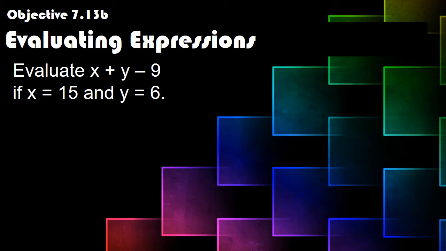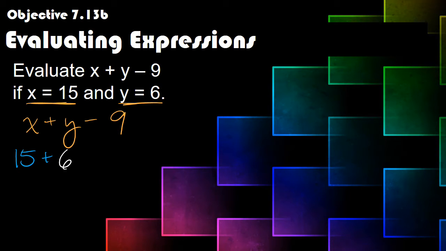So we're going to evaluate x plus y minus 9 if x equals 15 and y equals 6. So here's the way this works. We have x plus y minus 9. What we're going to do is replace x with 15, so we're going to do 15 plus, and our y is equal to 6, so plus 6, and then we're going to keep minus 9 the same.